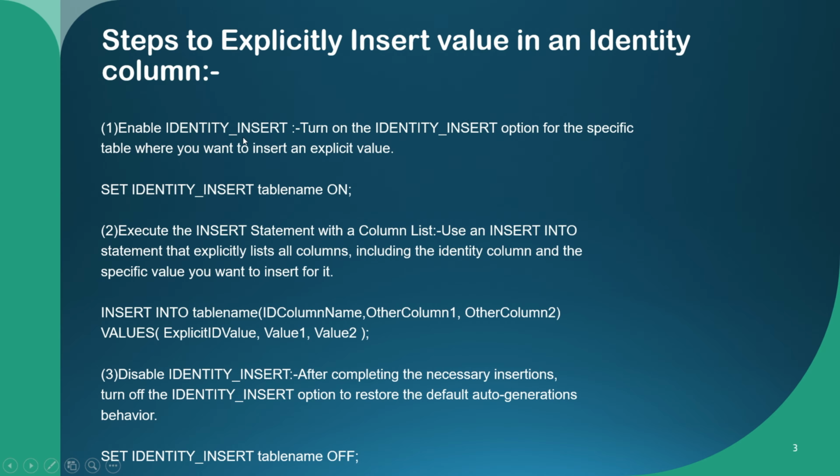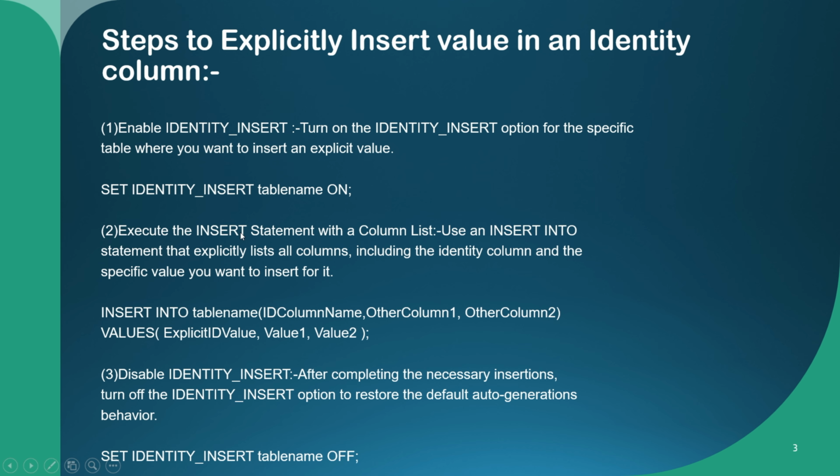So let's see the first one: enable IDENTITY_INSERT. Turn on the IDENTITY_INSERT option for the specified table where you want to insert an explicit value. This is the code: SET IDENTITY_INSERT, the table name, and ON.